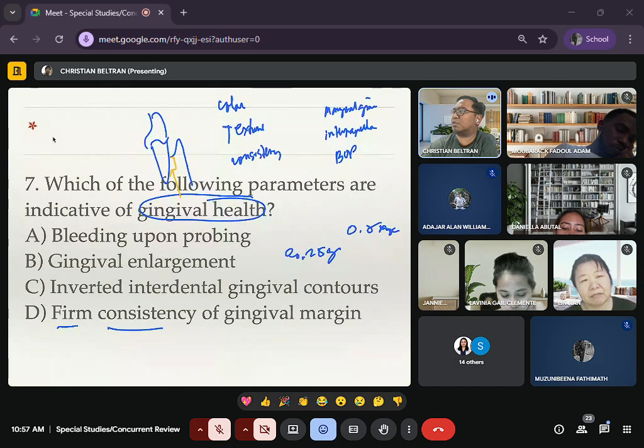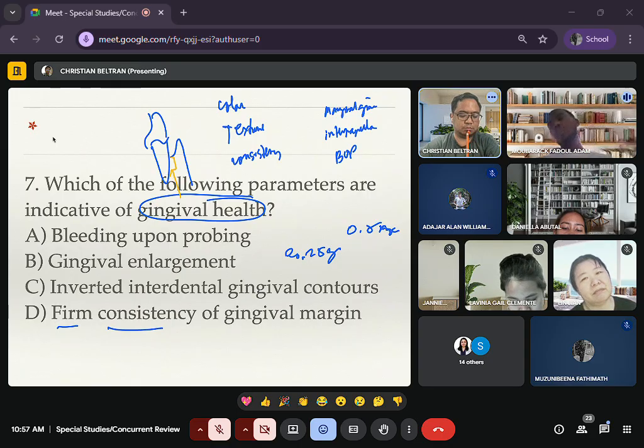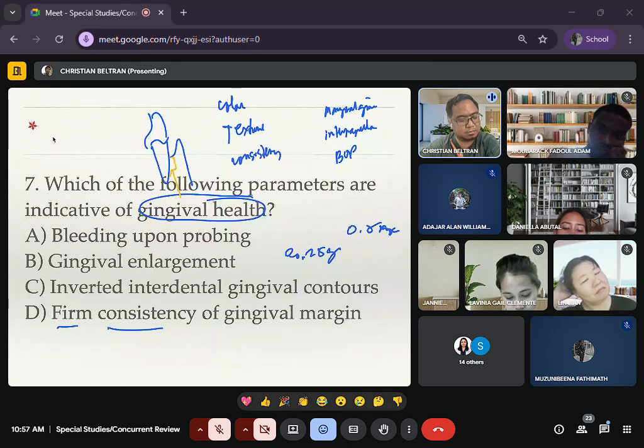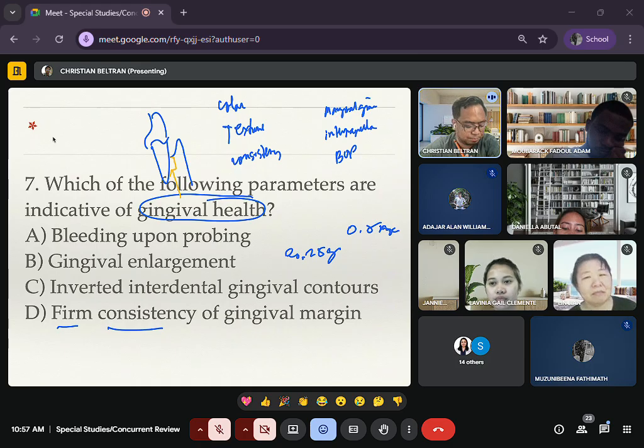The biologic width measures roughly around how many millimeters? 2 mm. 2 millimeters is an estimate of the distance or the length of your biologic width.